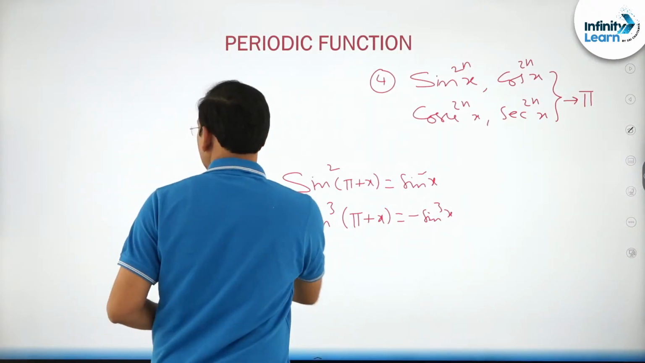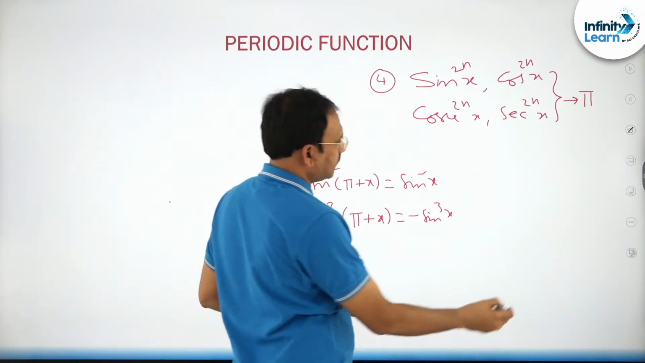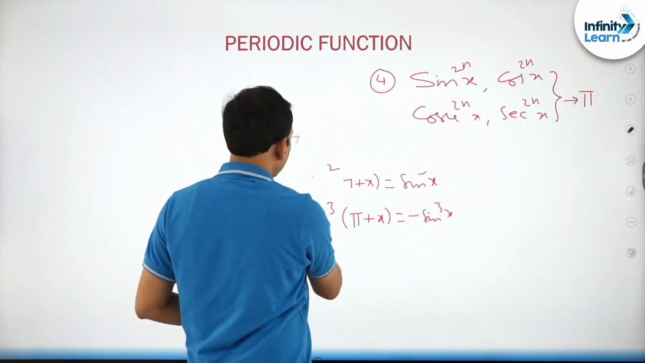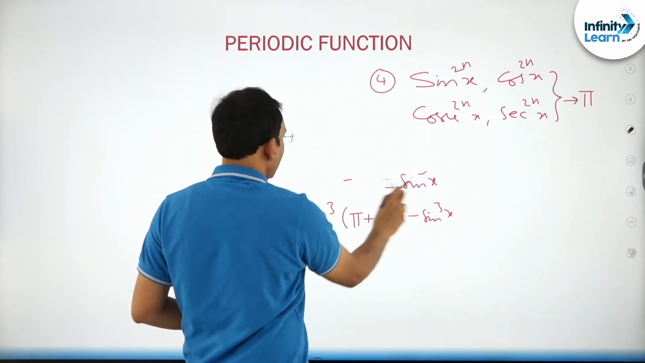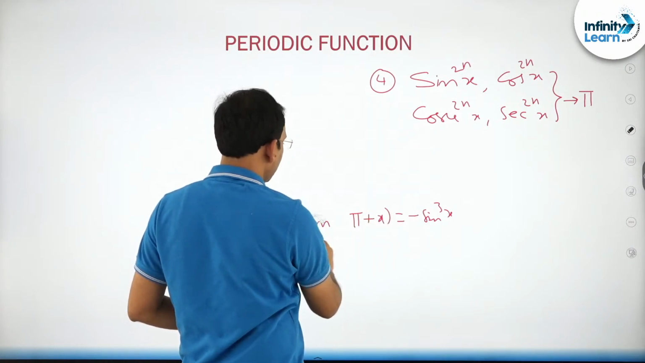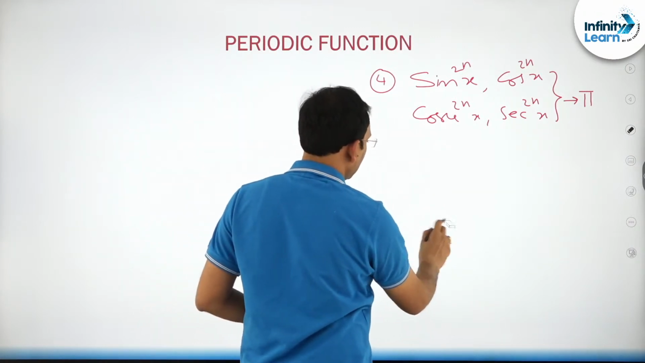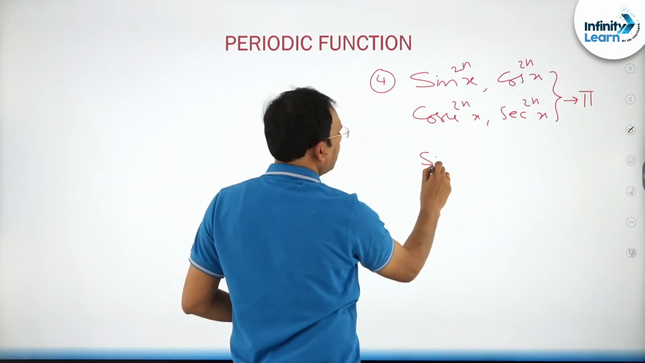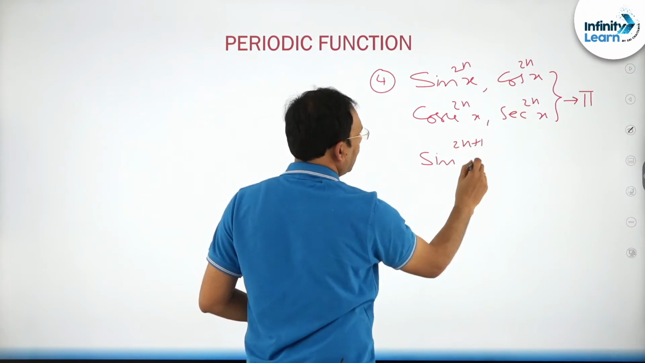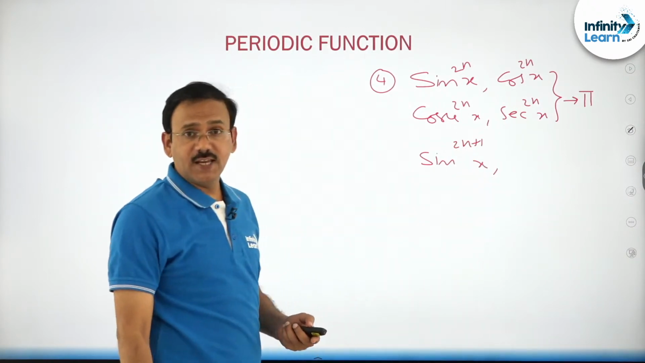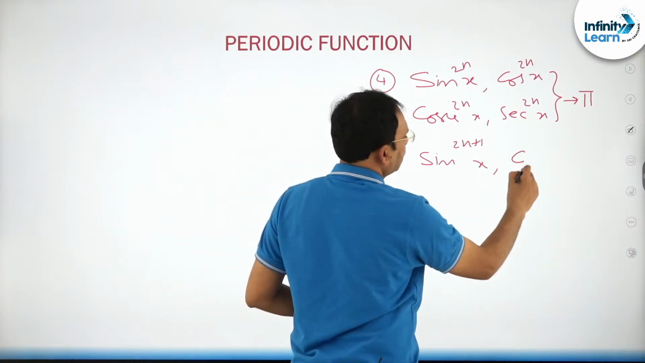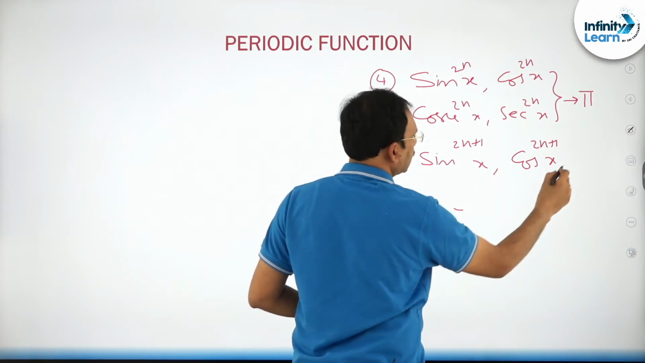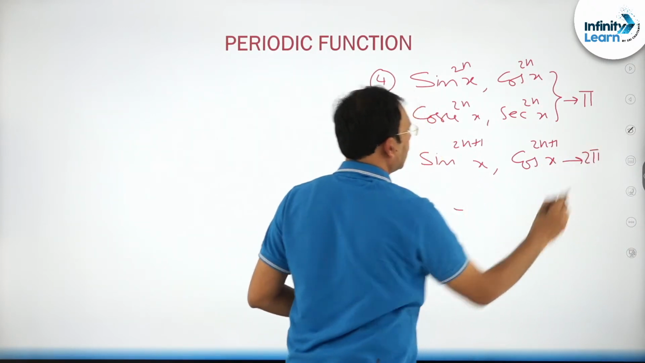Whereas friends, for the same, if the power is an odd number, there is no change in the periodicity. So sine power 2n plus 1 of x, like sine cube x, sine power 5 x and all, and cos power 2n plus 1 of x, in the same way others also will have period 2 pi itself.